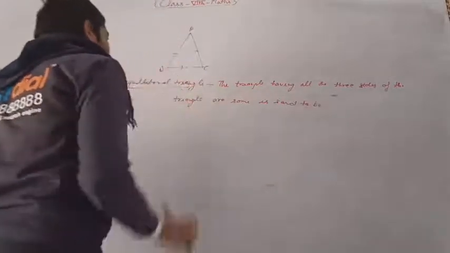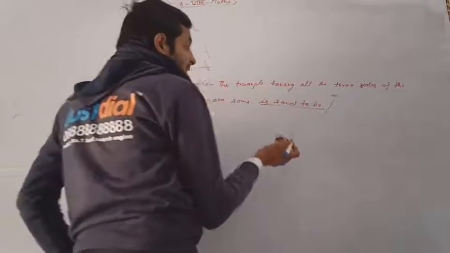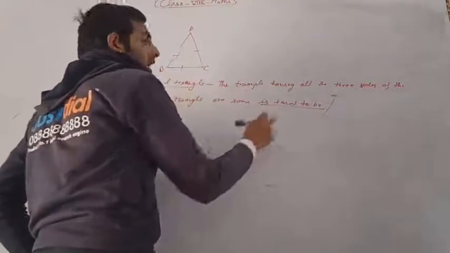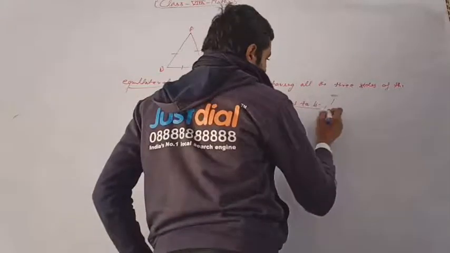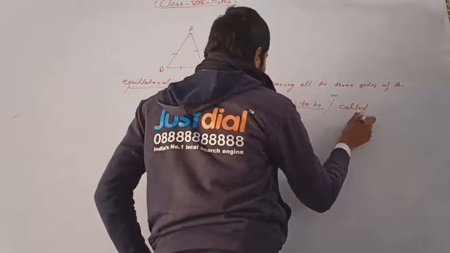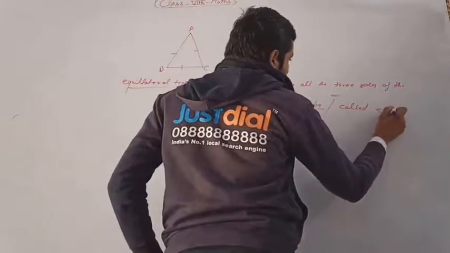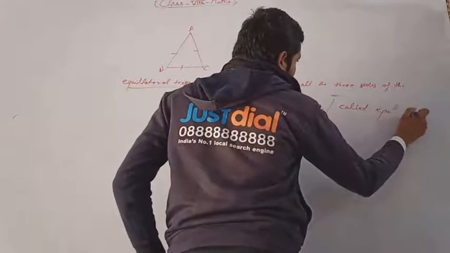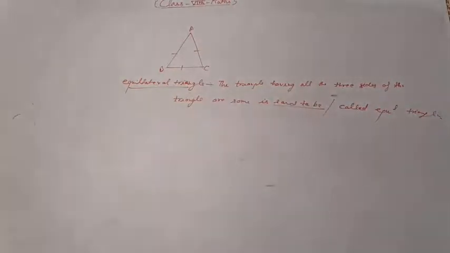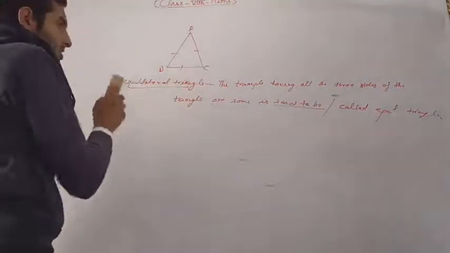is said to be an equilateral triangle. Is said to be, or is known to be, or is called, as you wish you write there. Okay, as you want. So is said to be or is called an equilateral triangle. Okay, equilateral triangle. So this is the definition of the equilateral triangle. This is the first type of triangle.